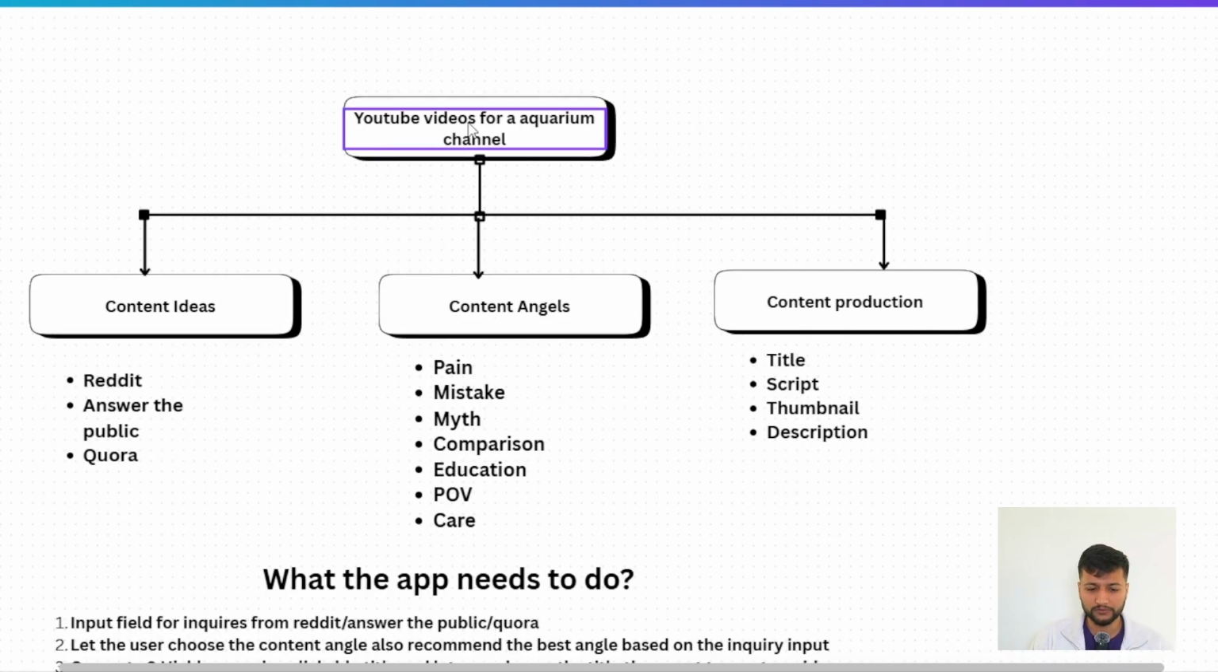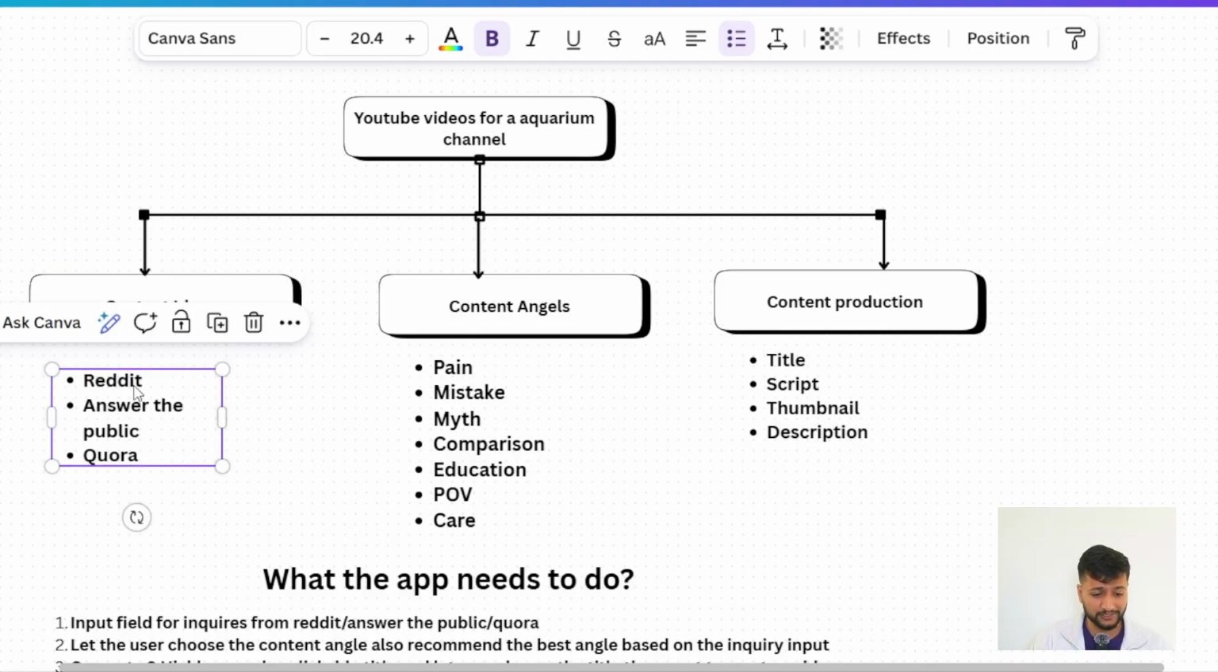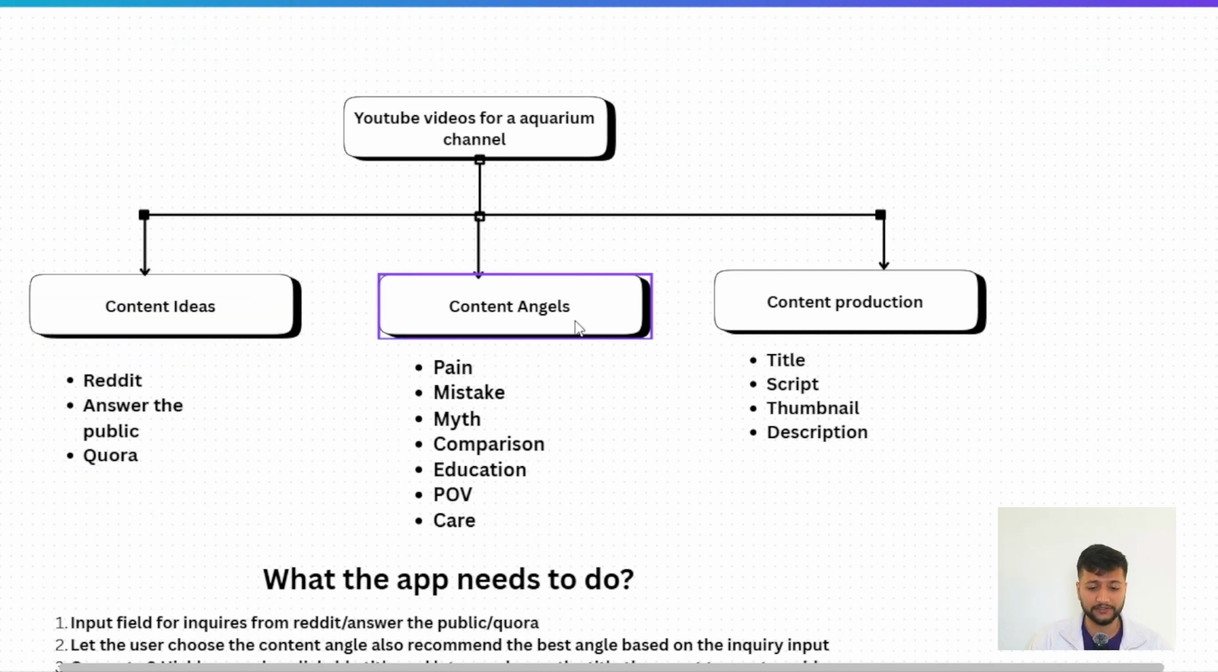Since we're building a YouTube video ideation tool for an aquarium channel, the first thing we need is content ideas. So where will we get the content ideas? We'll look at Reddit, Answer the Public, and Quora: what people are asking, what people need help with. We're going to find those and put them in. Now, content angles. There are different kinds of content angles that a YouTube video follows. Some examples: pain, mistake, myth, comparison, education, POV, care. These are the content angles that we'll use to create the script, thumbnail and the entire video production. Then comes the content production.